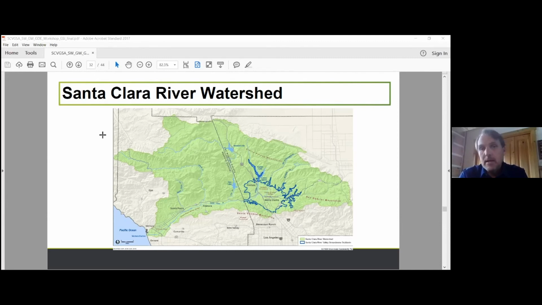Starting out here then is the Santa Clara River watershed. It's quite large compared to our upper groundwater basin, so I just thought I'd start with that. We're just looking at the area in the blue here. So next slide.